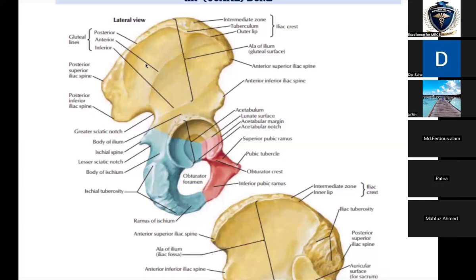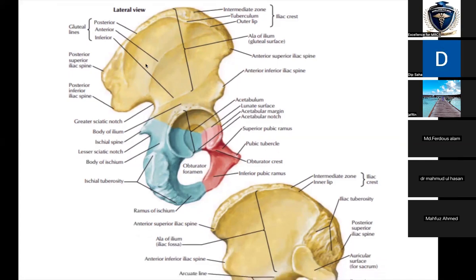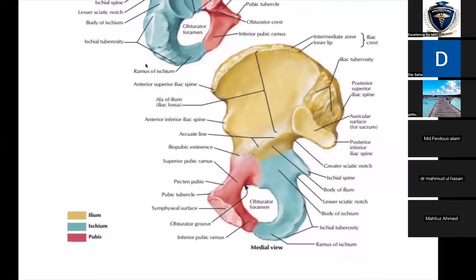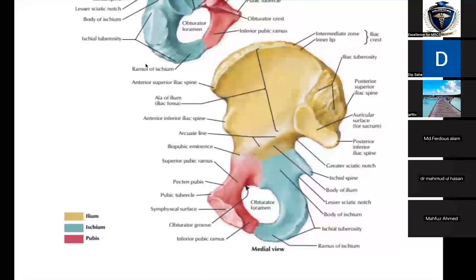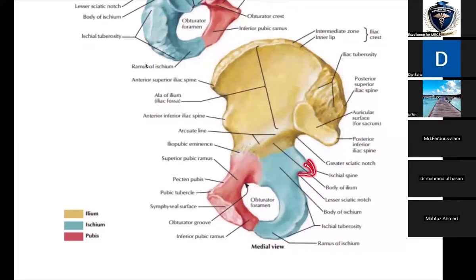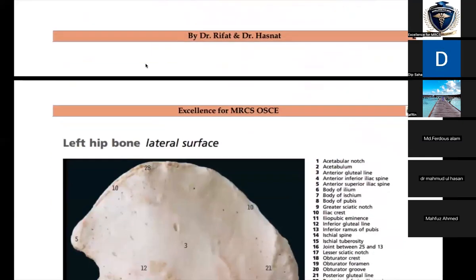Am I clear to you, guys? Yes, sir. We'll discuss this again later, no problem. These are the parts you'll have to remember. If you want, you can also use the scapular spine, but that is not needed for the OSCE exam.